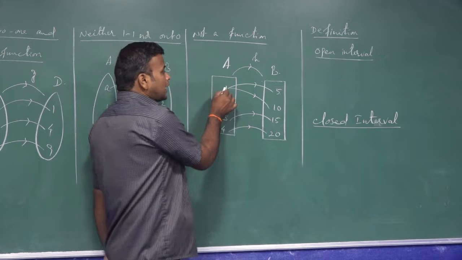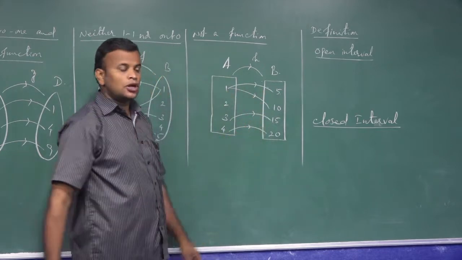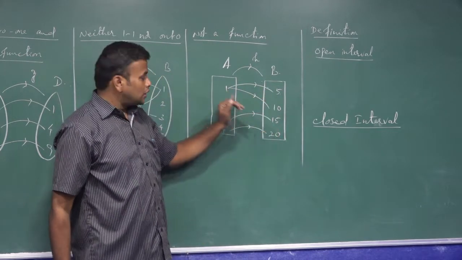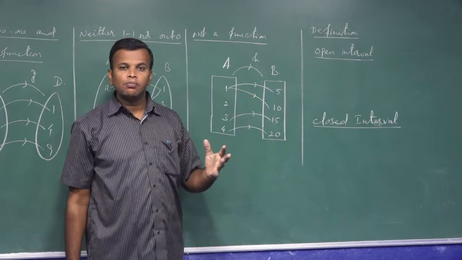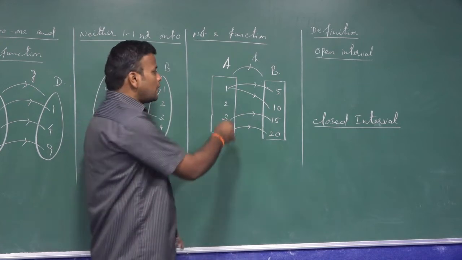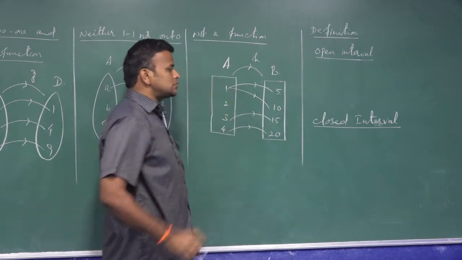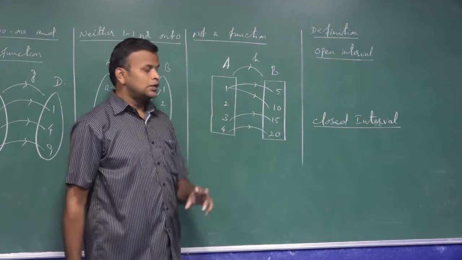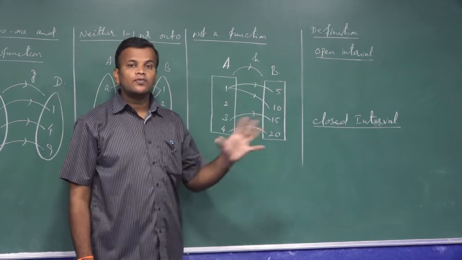And also the element 1 has 2 images. Here, two elements having the same image is possible, but an element having a unique image only is possible. But here we see the element 1 has 2 images. The images are 5 and 10. Therefore we say h is not a function.